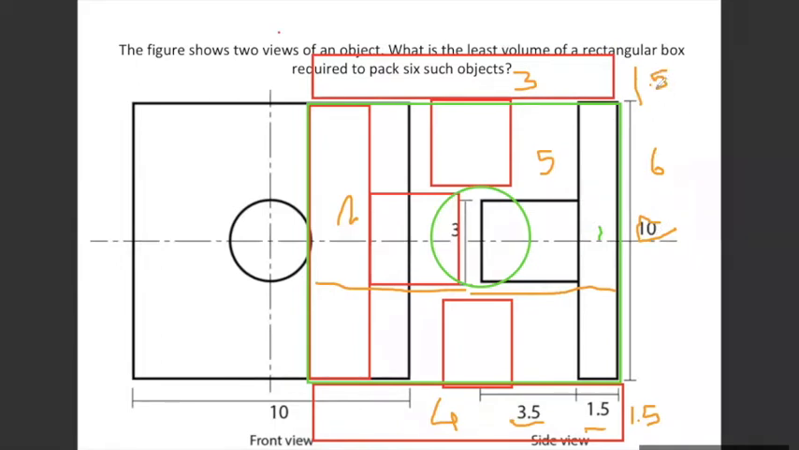So 10 plus 1.5 plus 1.5 is how much? 13. The bottom width is how much? 10. ये बराबर लिखा है मैंने. हाँ. 13 by 10 by how much will be the depth?